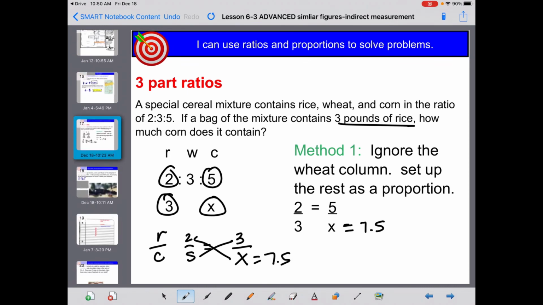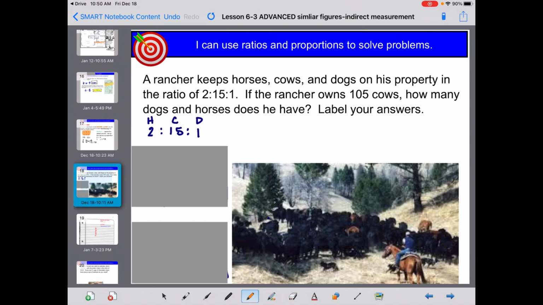Okay, so even though it's a 3-part ratio, you can use the order of the given ratio. So let's focus up here. The order of the given ratio is in the order it's written up here. Rice first, then wheat, then corn.